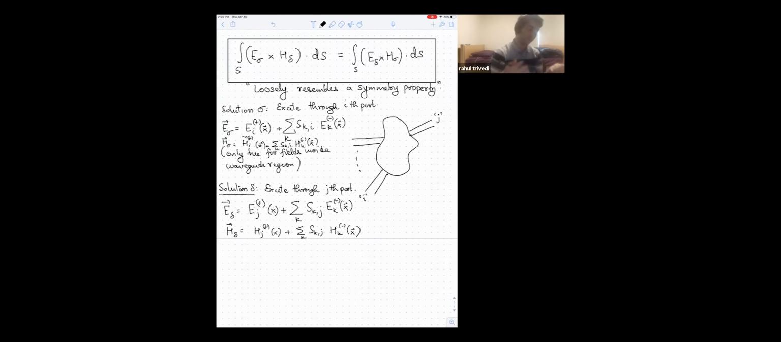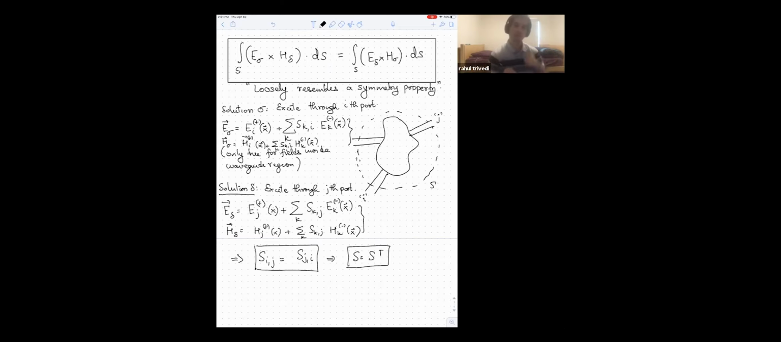They have to satisfy reciprocity. So again, you can choose a surface that's very far away from the device, and you can apply this reciprocity condition. And when you plug it in and again use the orthonormality of the waveguide modes, you will immediately get the relation that Sij is equal to Sji, right? So you just plug these in and this relation immediately will pop up. Okay, so this implies that your scattering matrix is symmetric, so S is equal to S transpose. Right, so we have unitarity and we have symmetry. Unitarity came from energy conservation, and symmetry came from reciprocity.